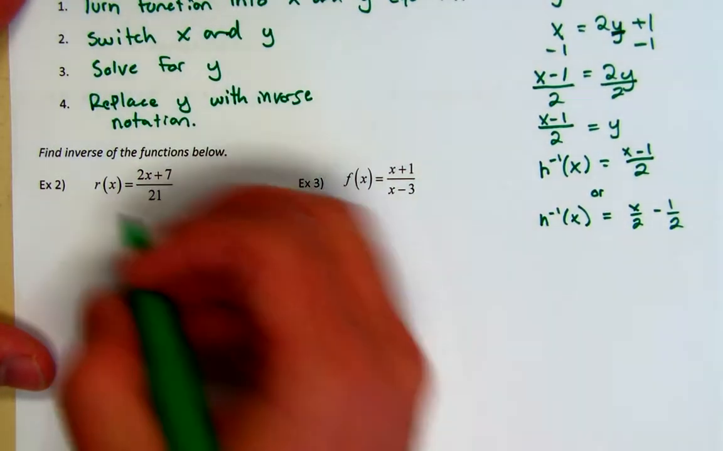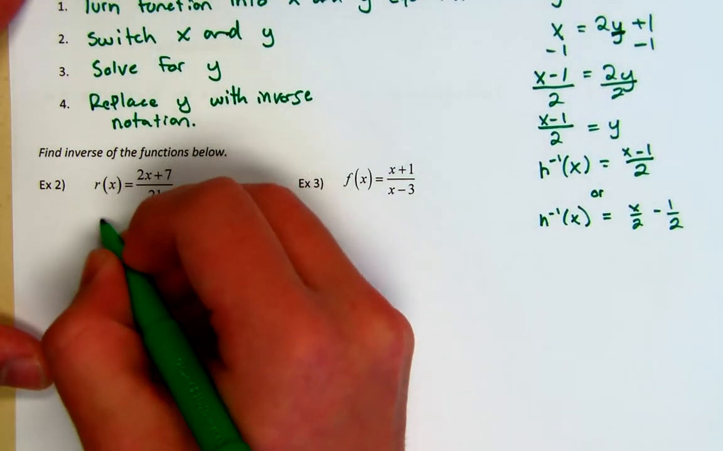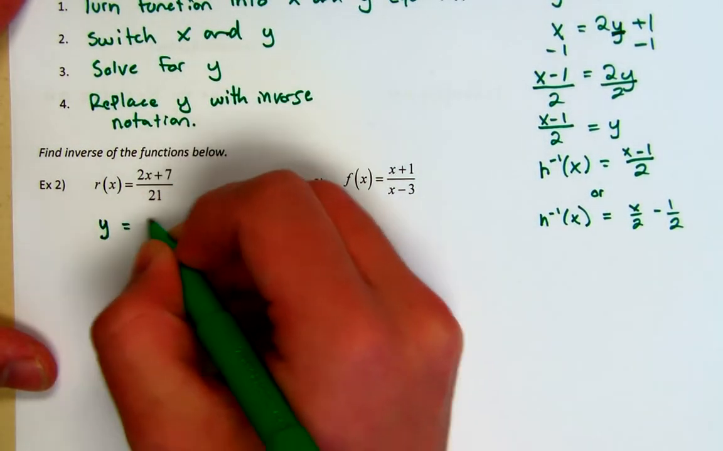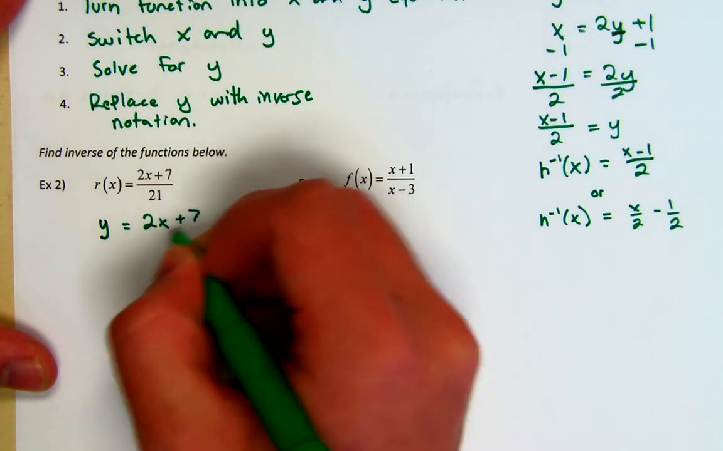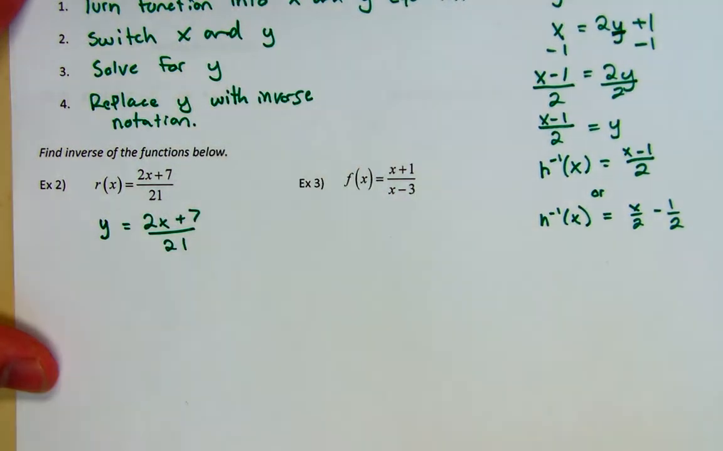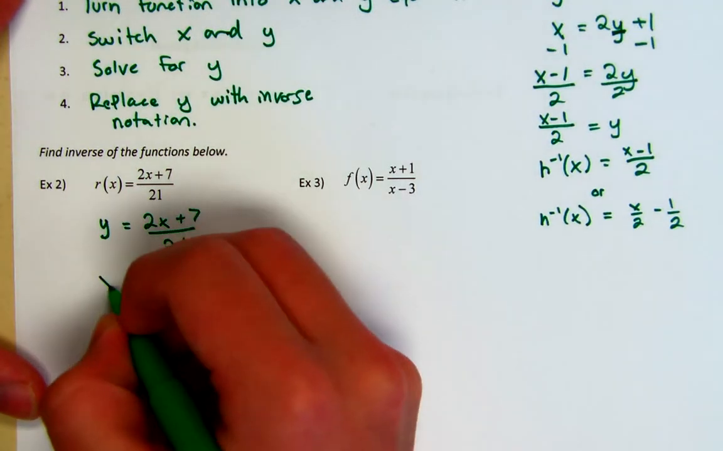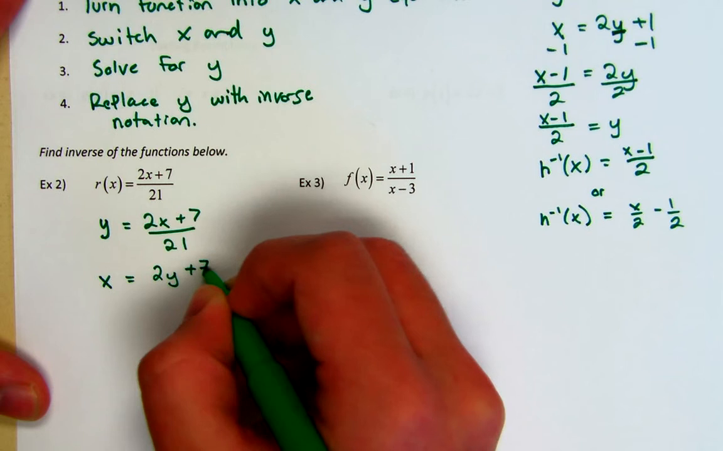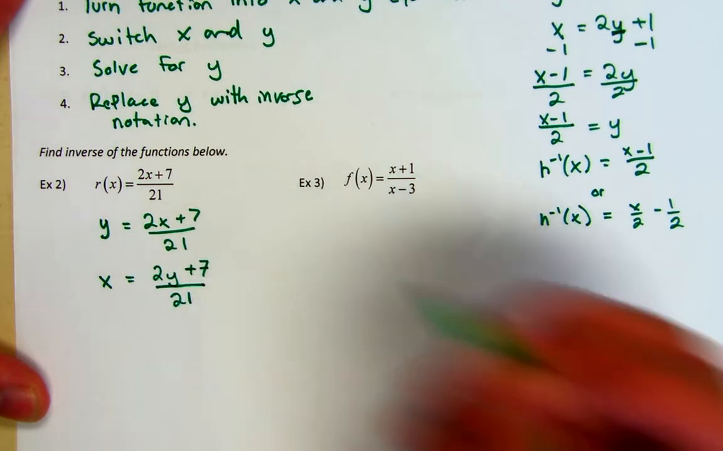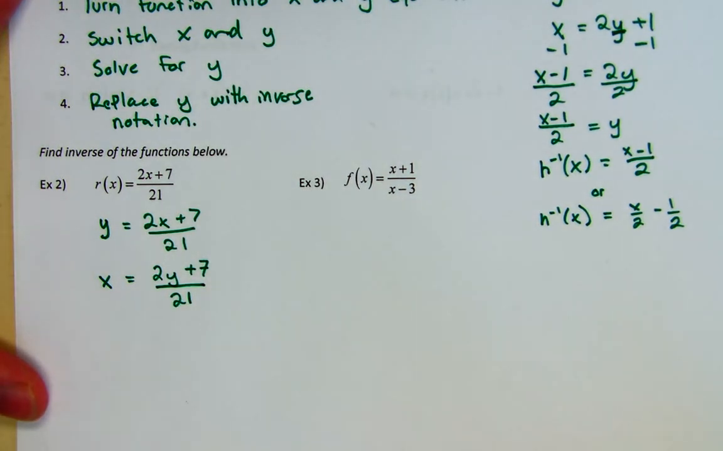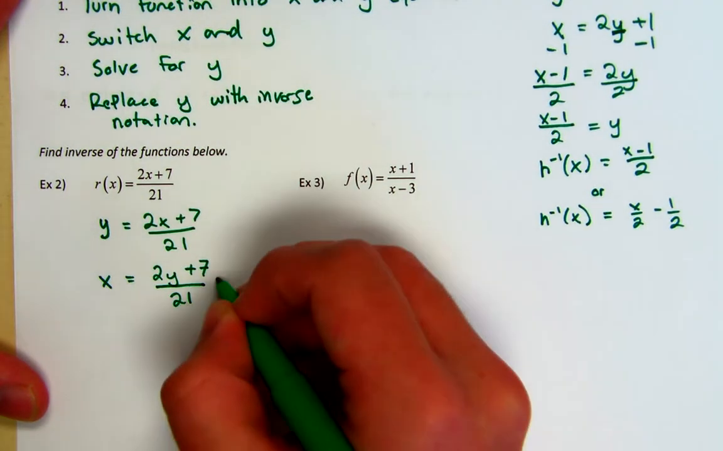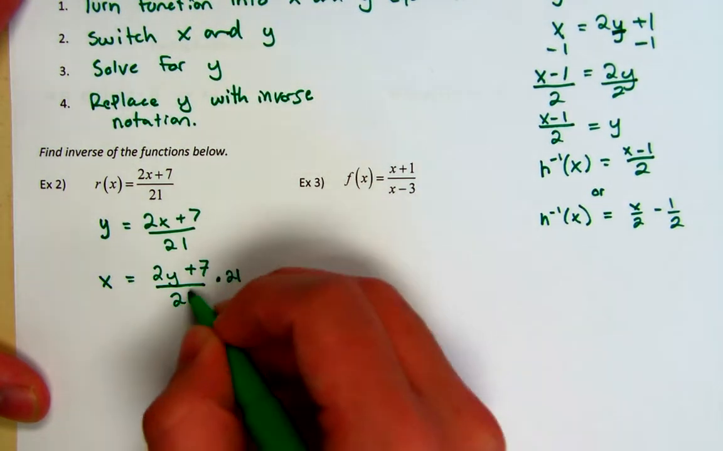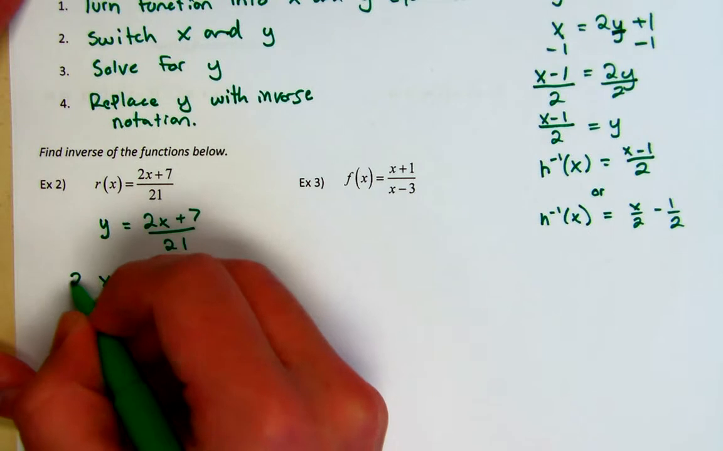First step, turn the function into an x and y equation. y equals 2x plus 7 over 21. Now I'm going to switch x and y. So x equals 2y plus 7 over 21. And I'm now going to solve for y. I'm going to use inverse operations here. I'm going to multiply by 21 so I can divide out.